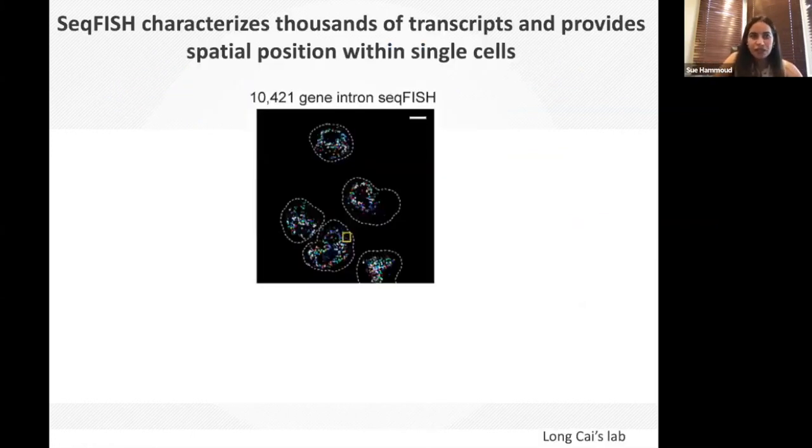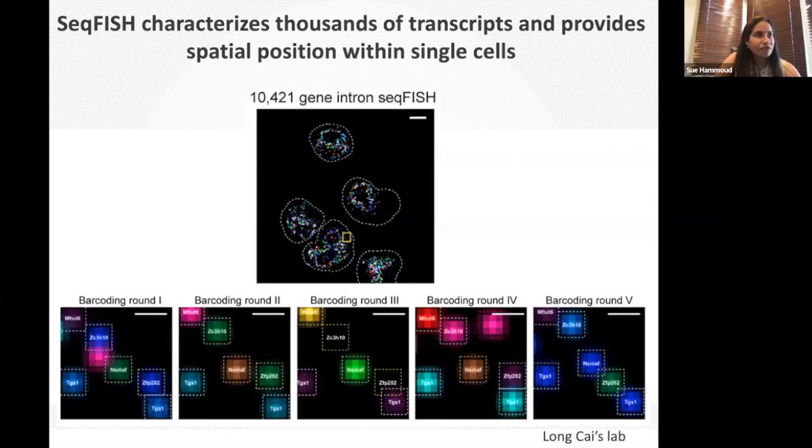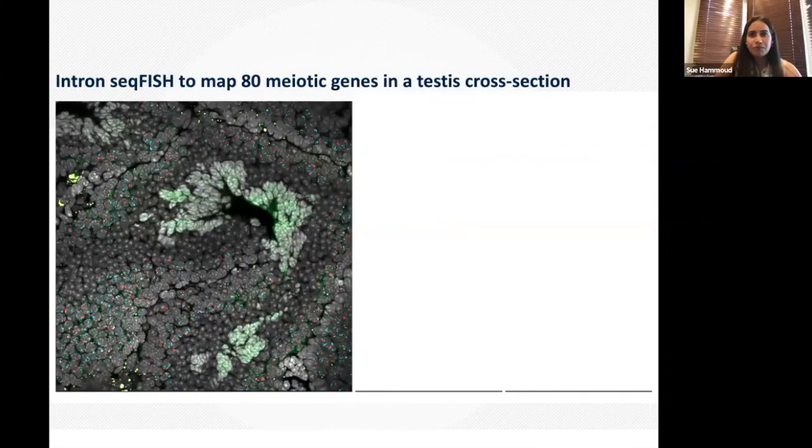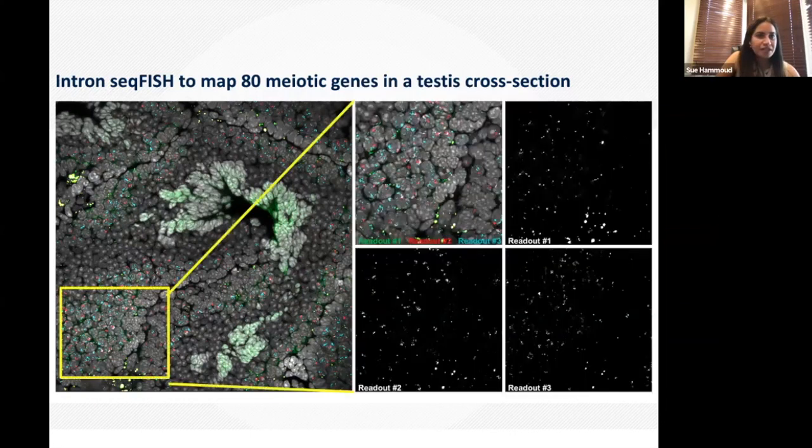To do this, we're using in situ FISH, which I'm not going to have a lot of time to discuss. We've piloted this approach and began analyzing 80 meiotic genes in the seminiferous tubule of the testes, but these are very preliminary analyses and will be expanded to a larger panel of genes.